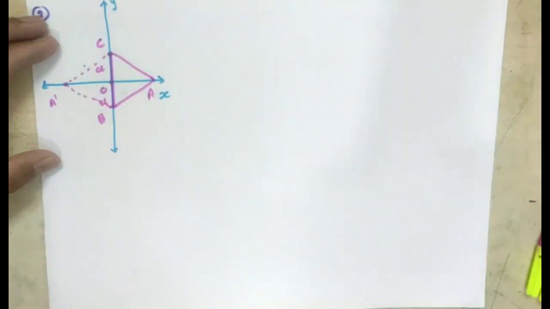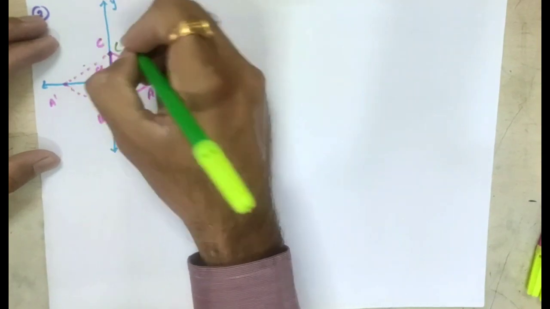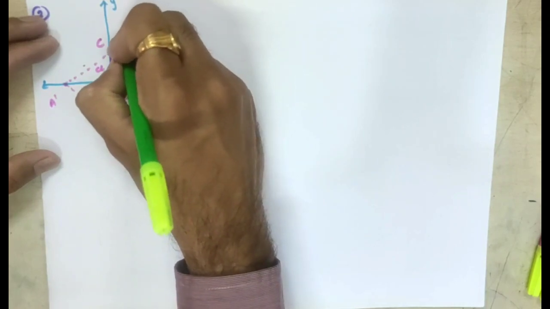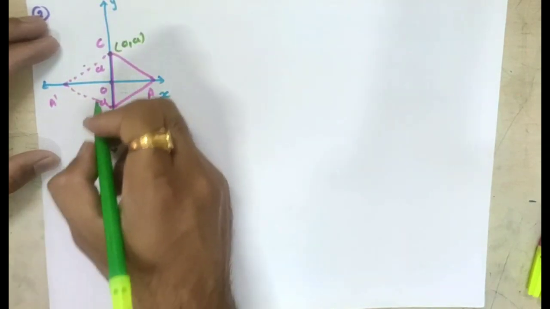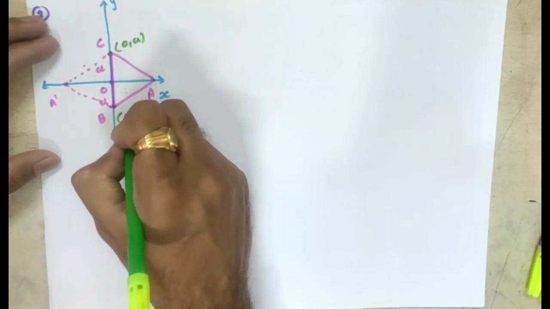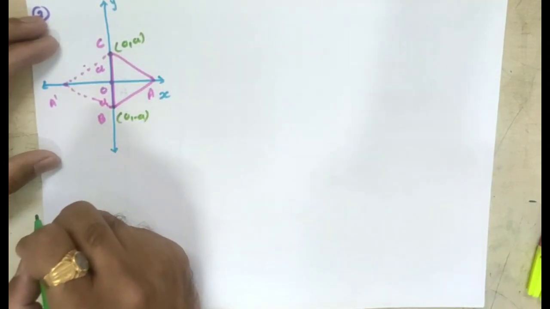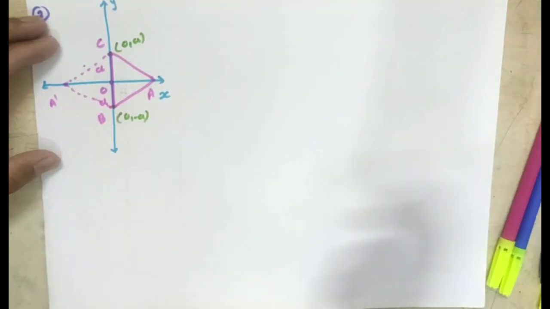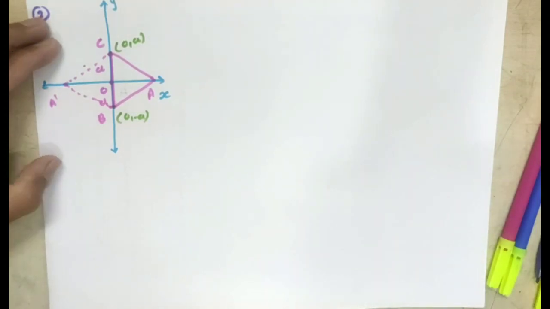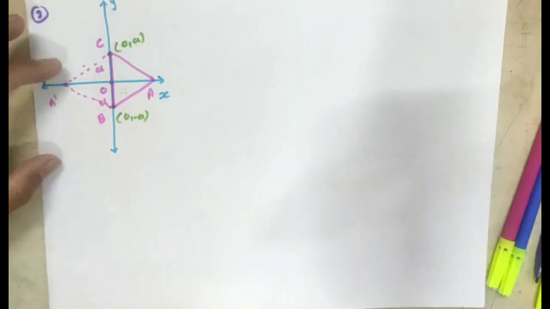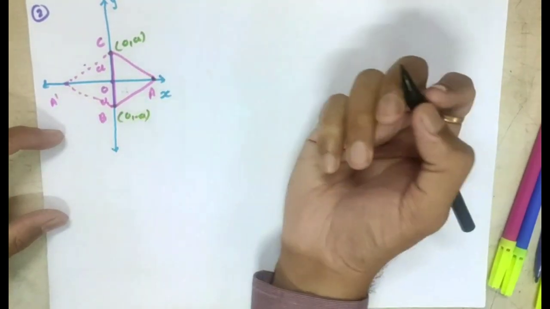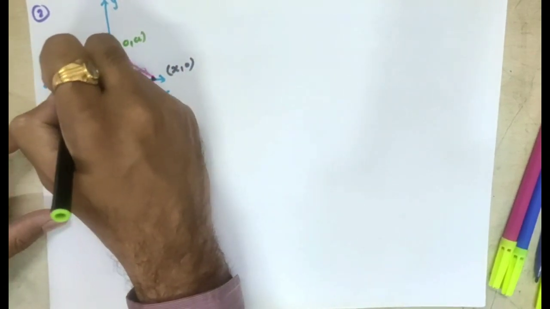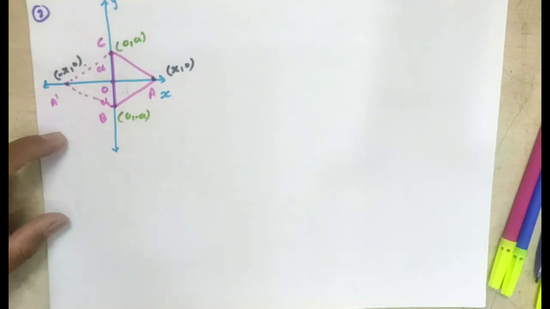From this diagram we can easily write the coordinates of this point C. It lies along the y-axis and the distance is a. So the coordinates of this point C are (0, a). Similarly, the coordinates of this point B are (0, minus a). Now let's say the coordinates of this point A, which lies on the x-axis, are (x0, 0). Here, in the negative direction, we can take it as (minus x0, 0). Now we have to find the value of this x.